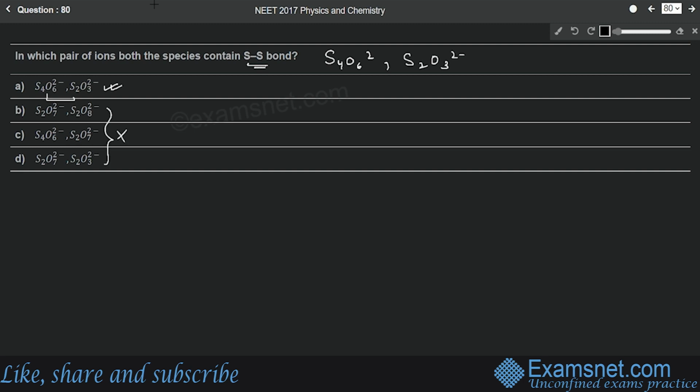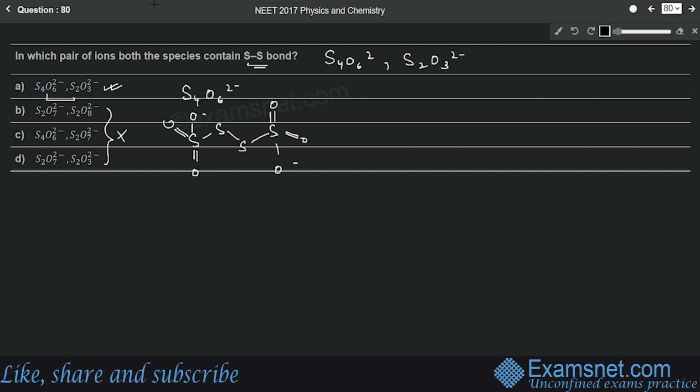So let's see the structure of these two species. First one is S4O6 2-. So here we have 4 sulfur and these are single bonds. Sulfur sulfur single bond, then one more and then one more. 4 sulfur single bonds are there, and then this terminal sulfur will contain 2 double bonds with oxygen and one single bond with oxygen. Similarly the last terminal one also contains 2 double bonds with oxygen and one single bond with oxygen.